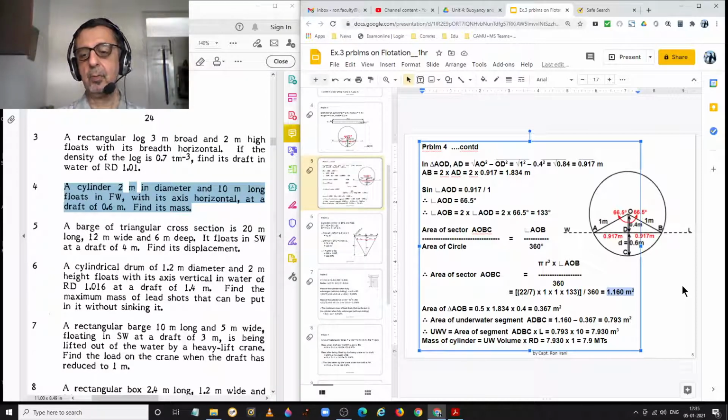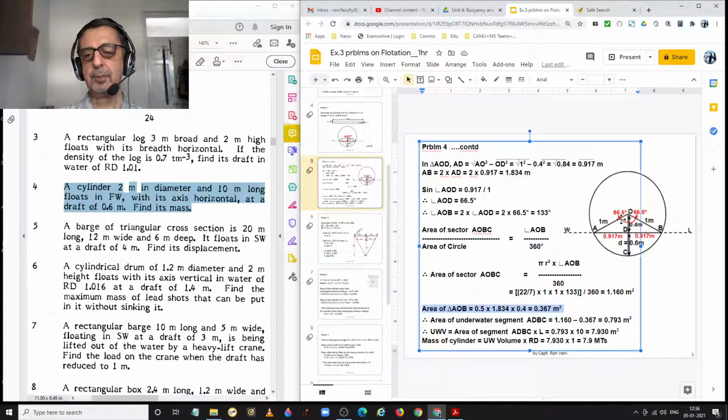Now, we know the area of the sector AOBC and we can calculate the area of the triangle AOB. Area of the triangle AOB is equal to half base into height. Thus, base is 0.917 multiplied by 2, equal to 1.834, and the height is equal to 0.4 meters. Thus, the area of the triangle AOB is equal to 0.367 square meters.